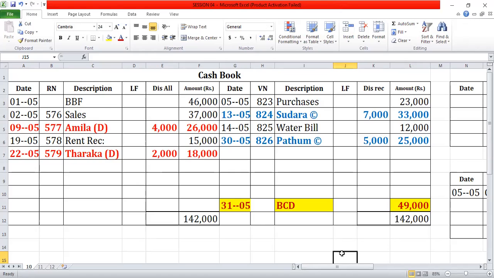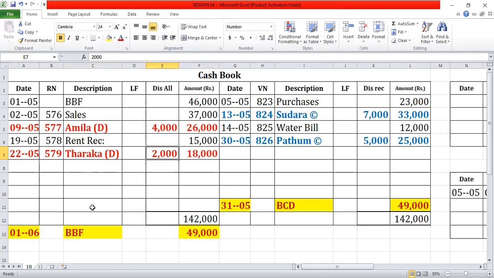Okay, good. I think you know. It will be the balance brought forward. On 1st of June, the brought forward balance is 49,000 in the cash. Everything is perfectly clear. Right.